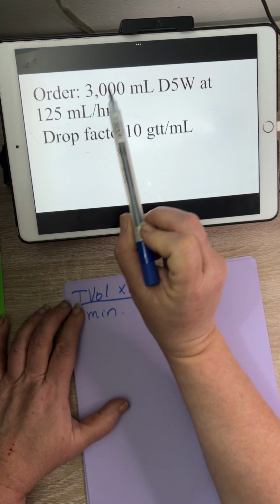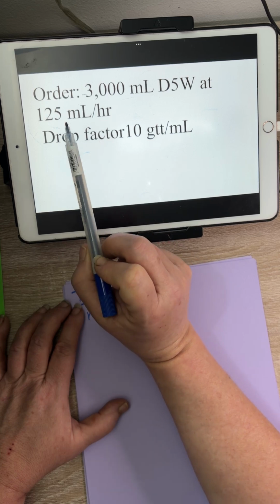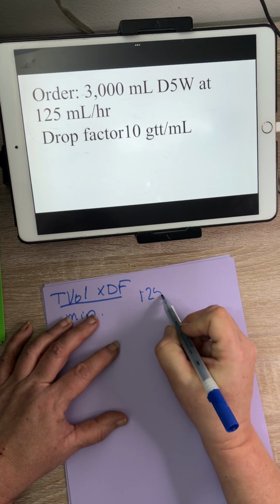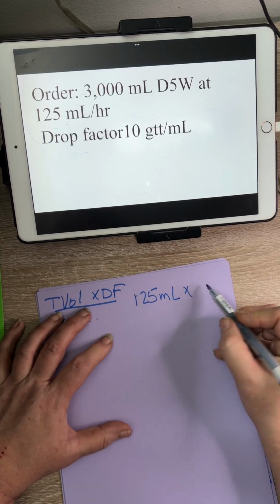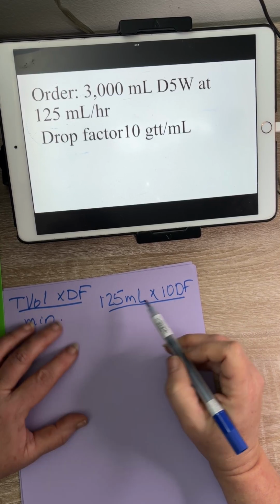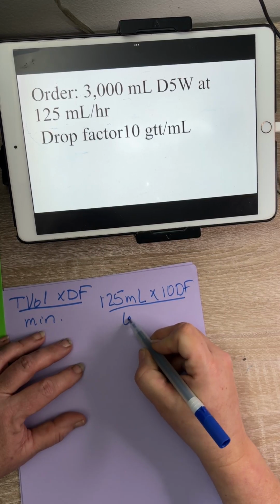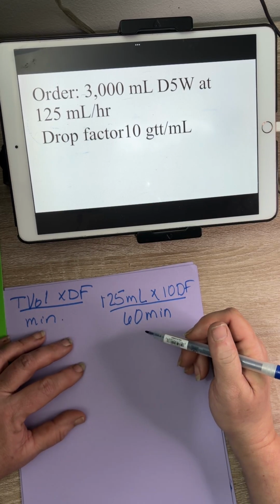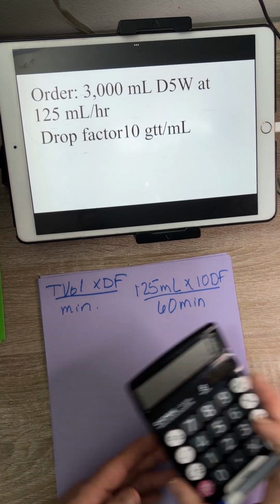When they give you a big old number and then they tell you the milliliters per hour, that is what you're going to use. So from this information, our total volume is 125 milliliters. And the drop factor is 10. And I put both those on the top line. And then the minutes this is going in is 1 hour, so that would be 60 minutes. So the 3,000 is a distractor. And I want you to be sure inside yourself that you know that.